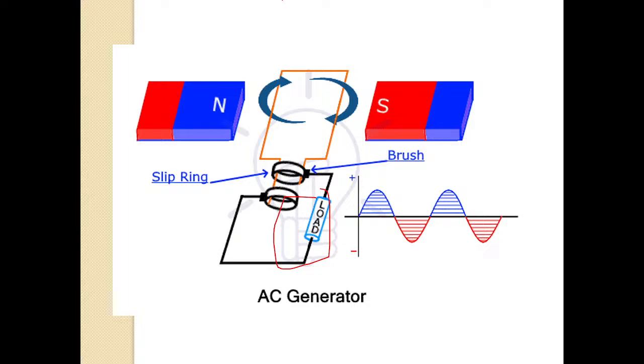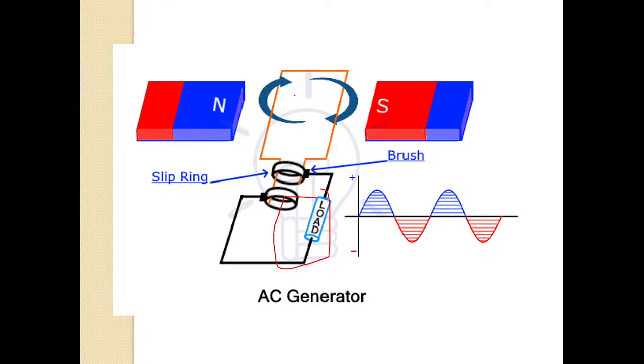Now let us see the working of the alternator. It works on the principle of Faraday's law of electromagnetic induction. We already know whenever a conductor moves in the magnetic field, voltage is induced and current flows through the conductor. Either the conductor has to move or the magnetic field has to move.